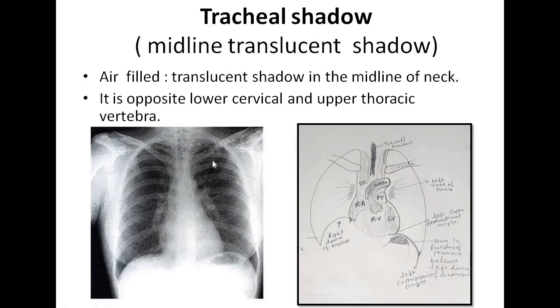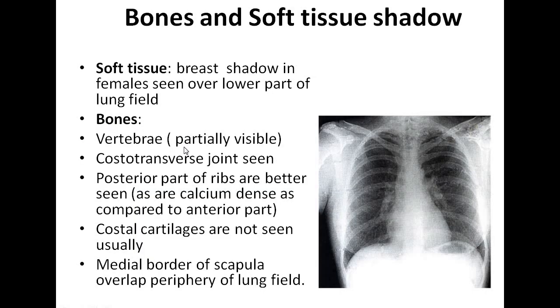Now here you can see the tracheal shadow in the midline, and this shadow is produced because the air is present in the trachea. So this translucent shadow is in the midline. It is of the trachea, and it is opposite the lower cervical and upper thoracic vertebrae.